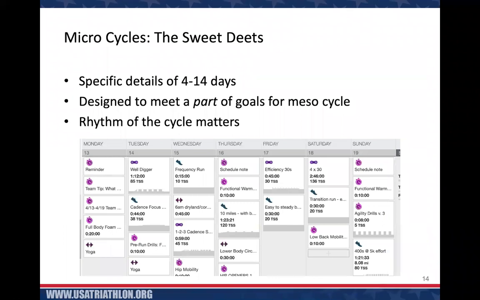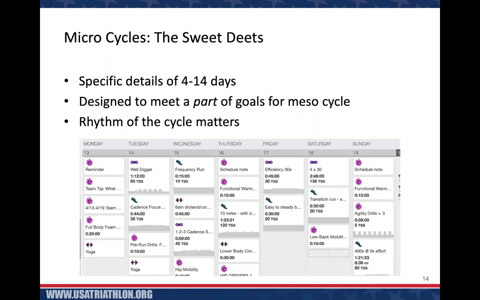The microcycle. This is the sweet deets, right? So these are the details of your workouts. This is kind of what maybe a standard training plan is going to look like. The microcycle is targeted planning within a meso block that is designed to meet a part of the goals for that meso cycle.